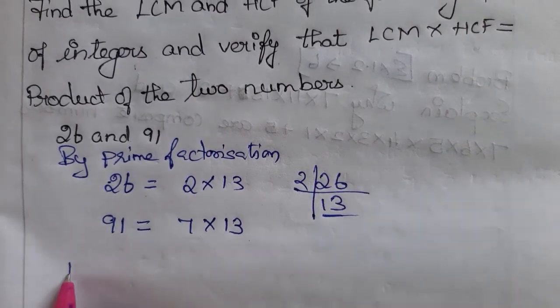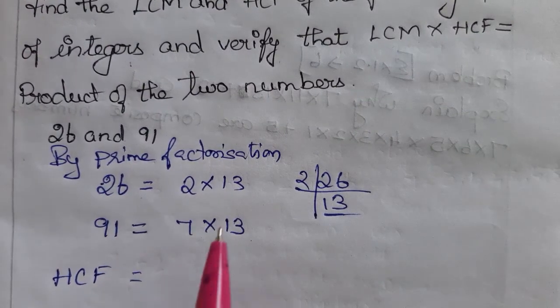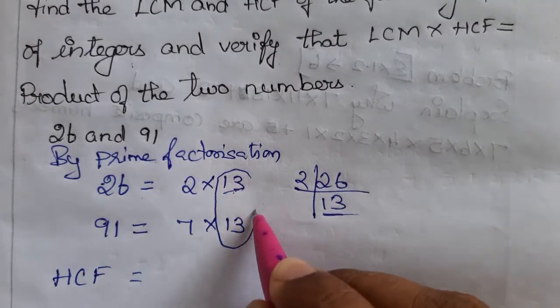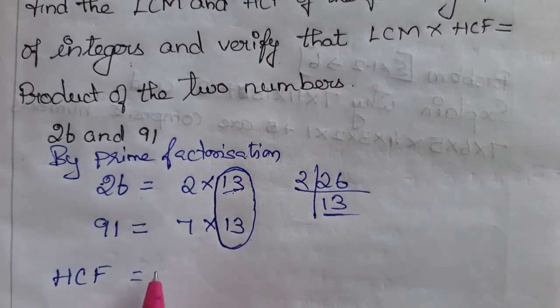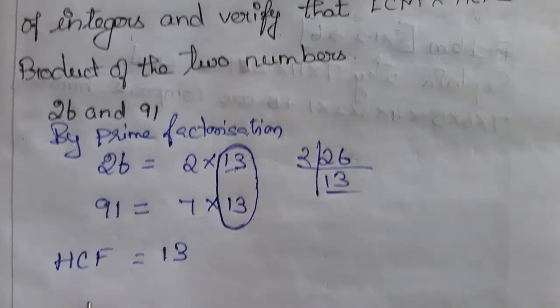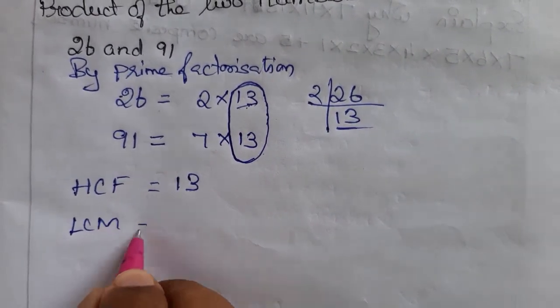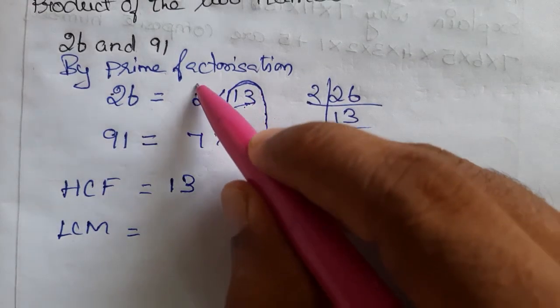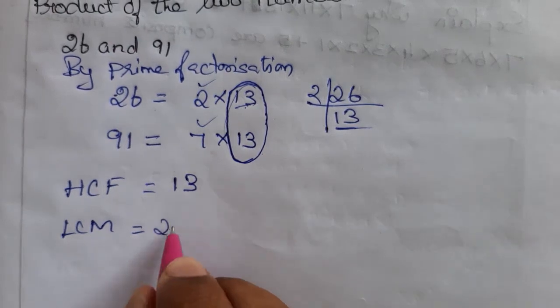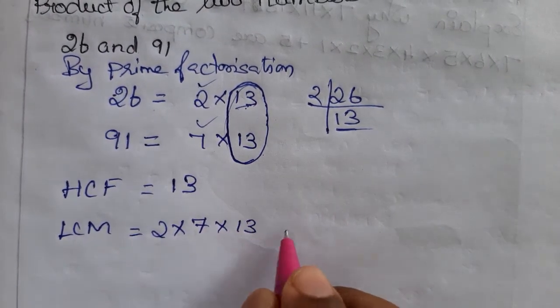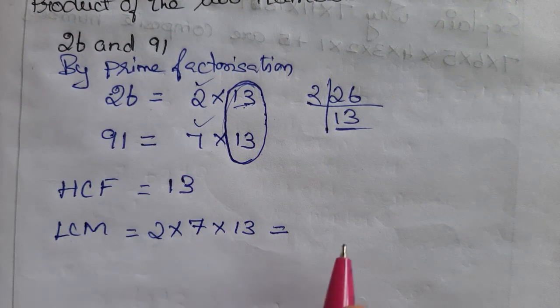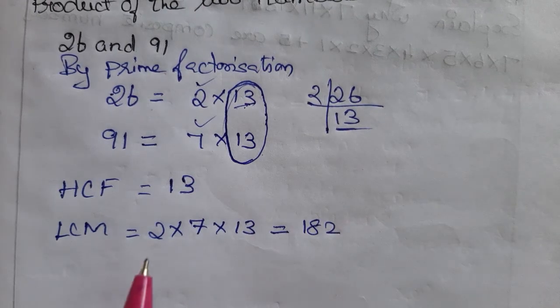Now we find the HCF. HCF means the highest common factor. Which is the highest common factor? This 13 is the common factor, right? So HCF is 13. Then what about the LCM? LCM means least common multiple. So LCM here is 2 into 7 into 13. What is the value of 2 into 7 into 13? 7 2s are 14. 14 into 13 is 182.